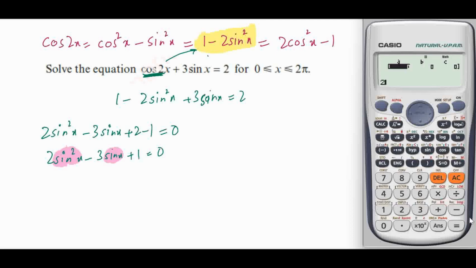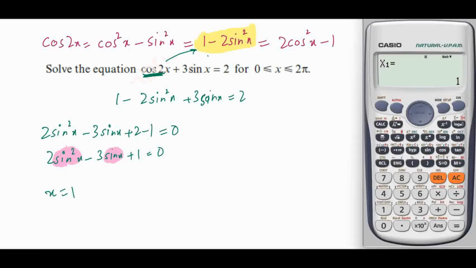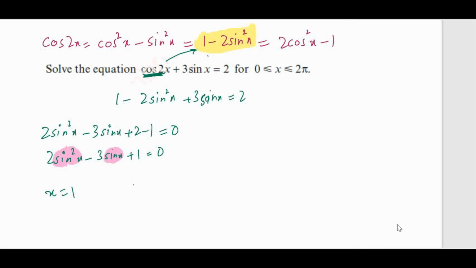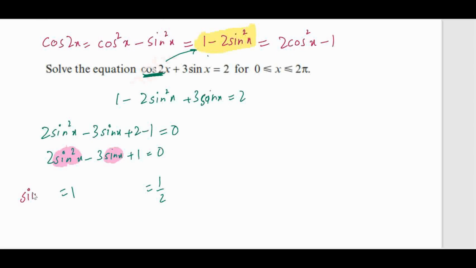Now a is 2, b is minus 3, and c is plus 1. So we will have two values. First one is x is equal to 1, and the second one is x is equal to 1 by 2. Not x, we cannot use this variable x. We can write it as sine of x is equal to 1 and sine of x is equal to 1 by 2.